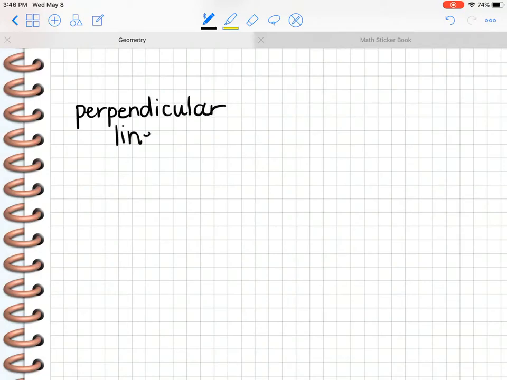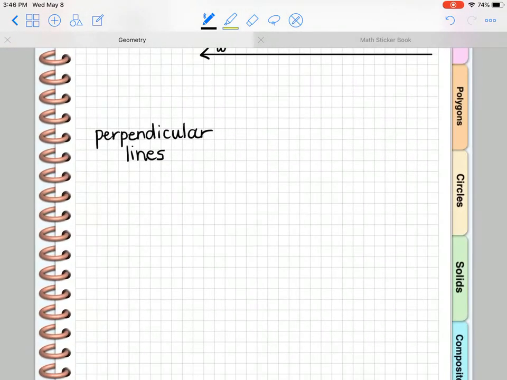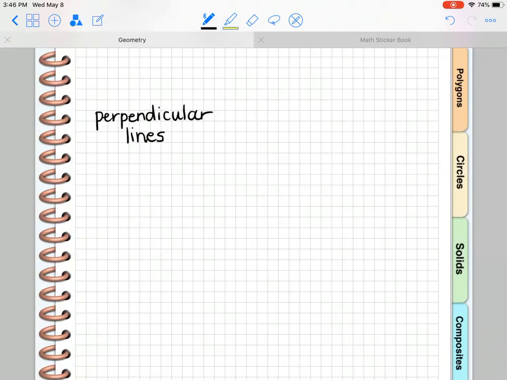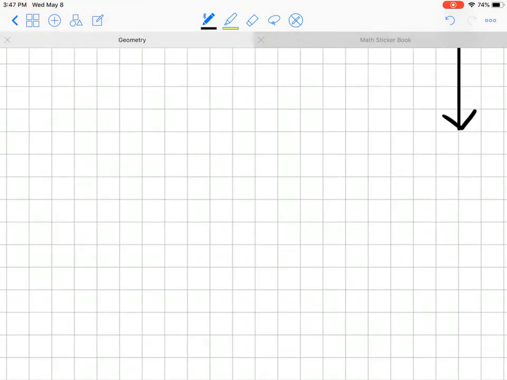These lines do touch. They intersect. But they intersect in a very specific way. And let me show you. So you draw this one. Okay. To be perpendicular, it has to cross exactly at 90-degree angles. Okay. Just because they cross doesn't mean they're perpendicular. Perpendicular has to intersect at 90 degrees.